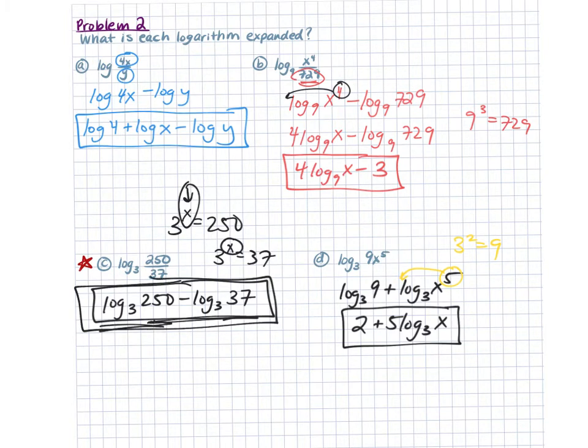Okay, only change it if it's an integer. Like this one here, when we split it out, these are two factors, 9 and x to the 5th, so we split them up by adding in between. 3 squared is 9, so this is an integer, so this can change to a 2. Then this 5 exponent can come out in front, and it's just log base 3 of x. All right, that's the answer there.